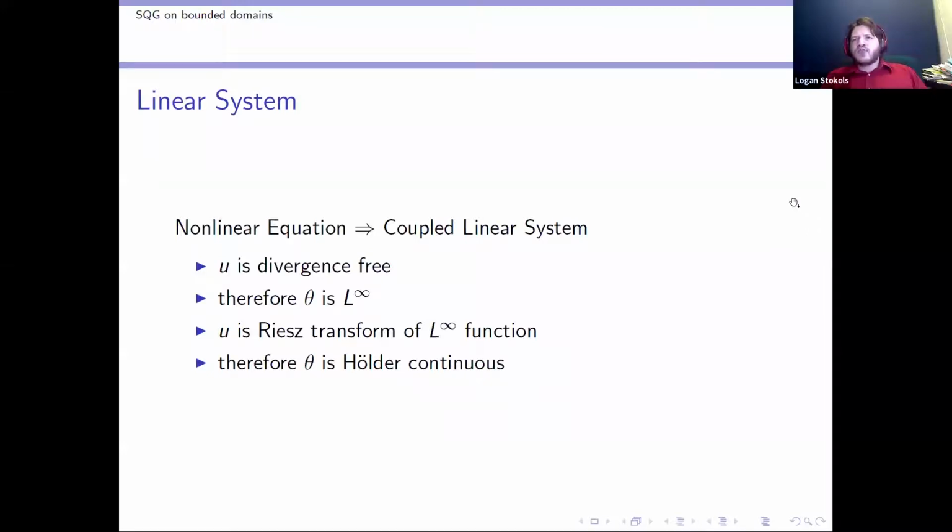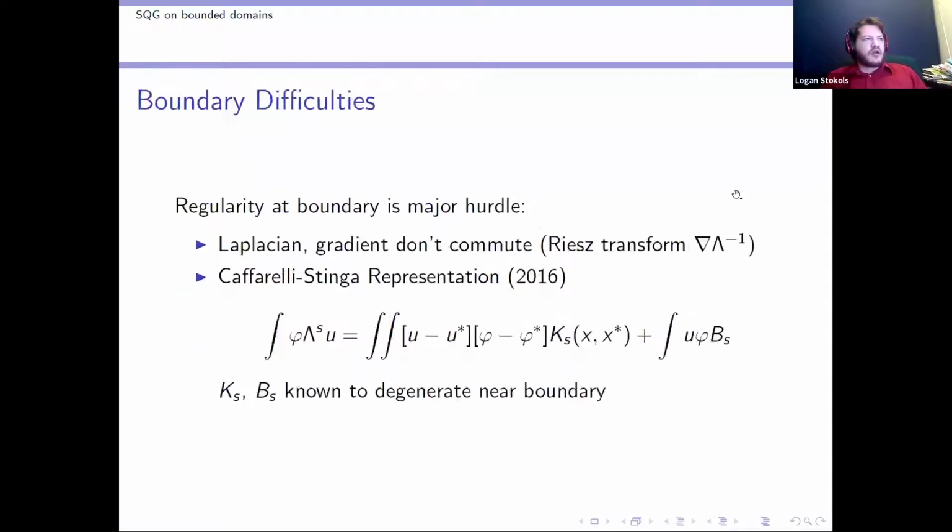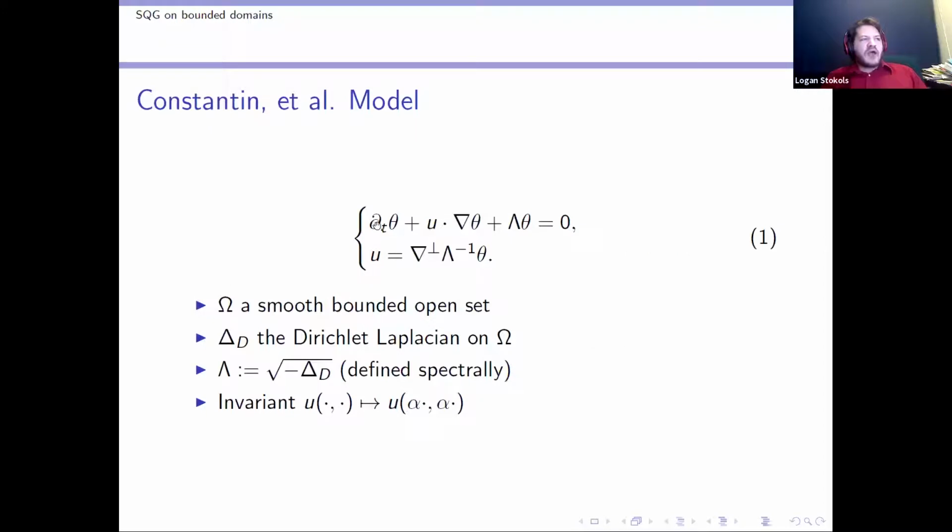So how do you show this? The first thing is to take an idea from the original De Giorgi method. You have a nonlinear equation; let's think of it as a coupled linear equation. Remember, you have this linear equation with an arbitrary velocity u, and then you also say that u is the Riesz transform of theta. So both of these equations are linear. Let's think of them as two separate equations, prove something about theta, use it to prove something about u, and then go back and forth.